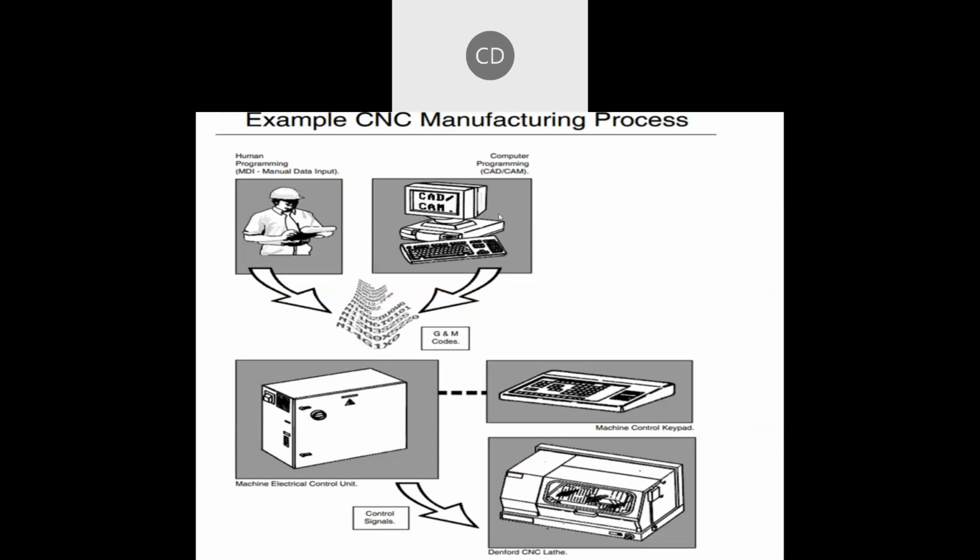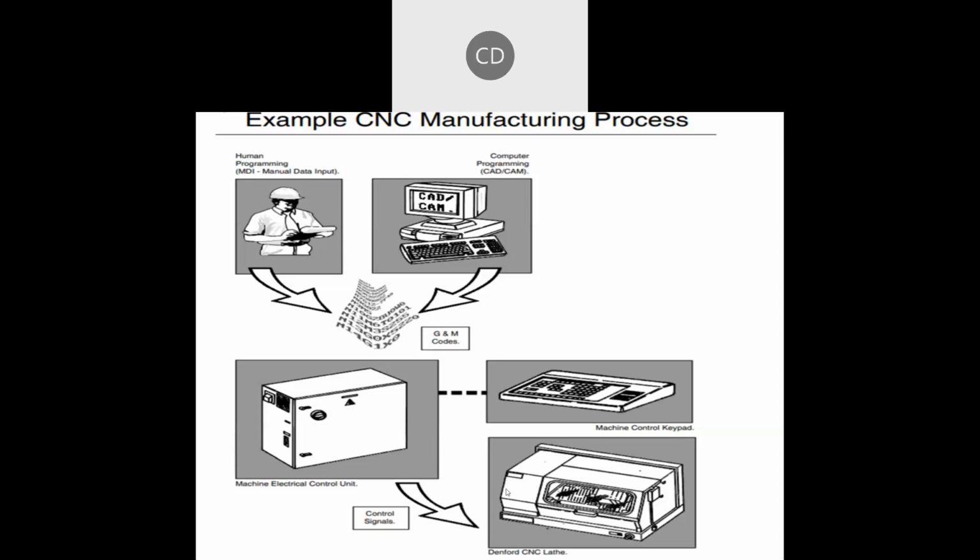So, examples of computer processes we can carry out with CNC machines: manual data input by the human programmer. The computer program can be aided with CAD/CAM, and we can use G code and M code, entered through the machine control keyboard to give the program input. The machine control unit then gives the process input signals to the machine. Finally, the machine gets the input of operation and runs the program easily.